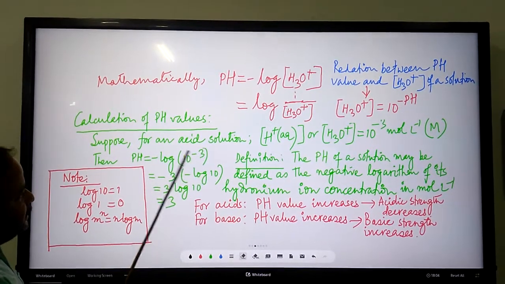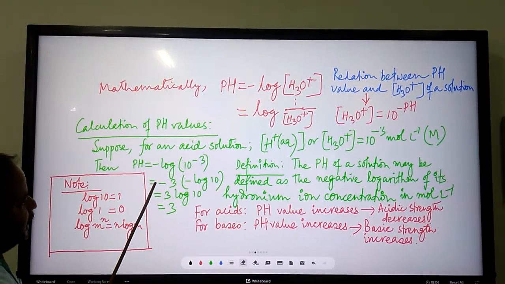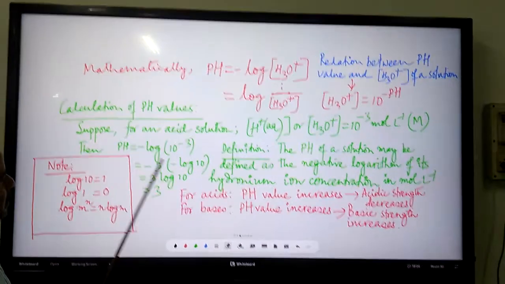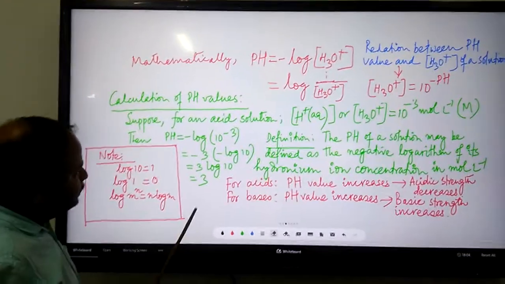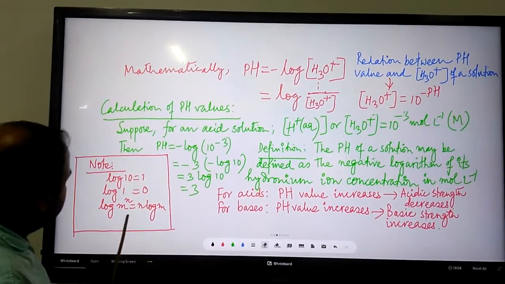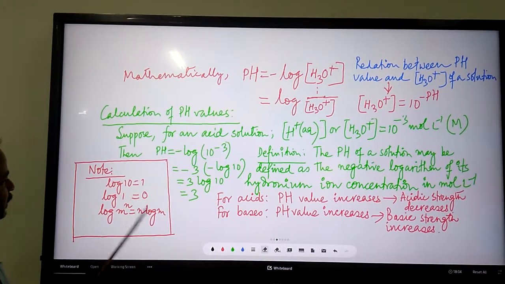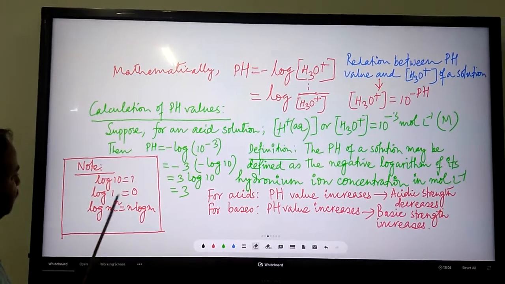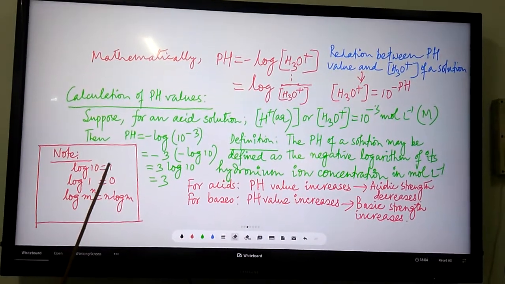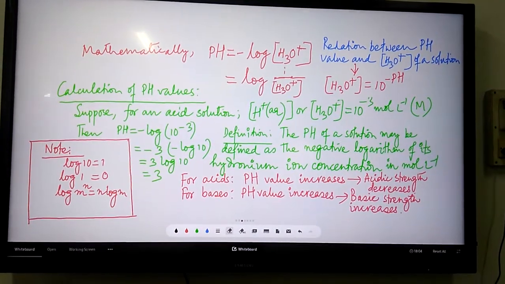This minus 3 comes here before. We write this as minus 3 and this part, minus log 10, will be written here inside the bracket. Minus minus will make it plus, it will be 3 log 10, and you know that log 10 is equal to 1, you need to remember it, log 1 is equal to 0, and 3 into log 10 is 3 into 1, that is equal to 3.